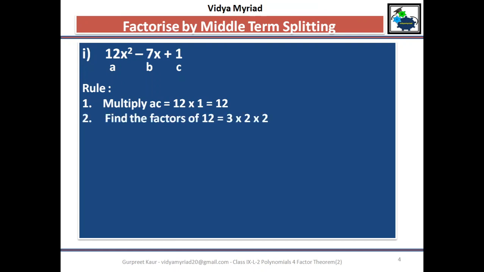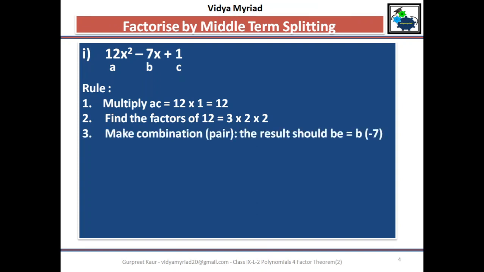Now take out the factors of 12, that is 3 into 2 into 2. You do the factorization method to find the various factors. Because you have 3 into 2 into 2, three numbers, you will make their pairs in such a manner that your answer should come as B. Over here your B is -7. So let us try forming it. 3 into 2 is 6. 6 plus 2 comes to 8, which I don't want. So this is not the right combination.